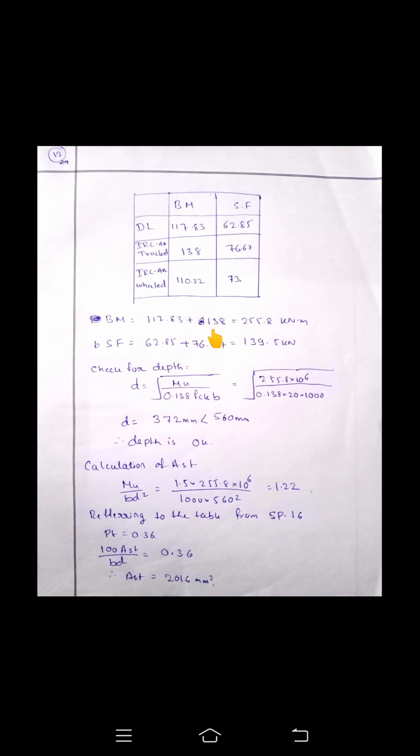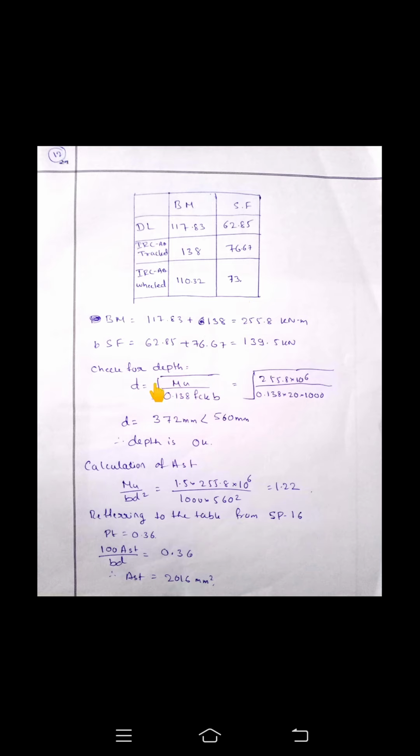Now the total bending moment is the bending moment due to dead load plus the bending moment due to the live load. Live load is due to the tracked vehicle and wheeled vehicle, and the tracked vehicle is maximum, so we'll consider this. So 117.83 plus 138, so 255.8 is our total overall bending moment.